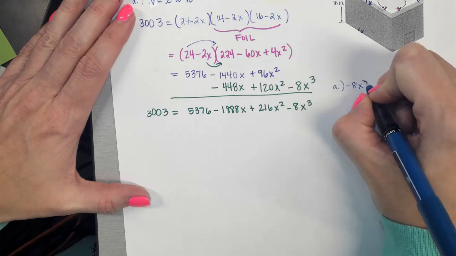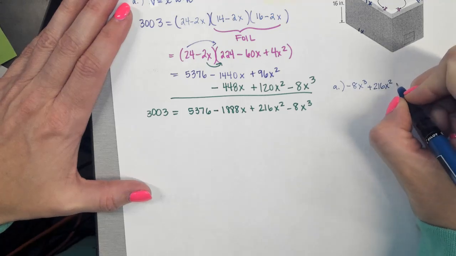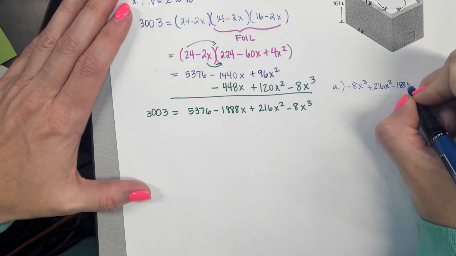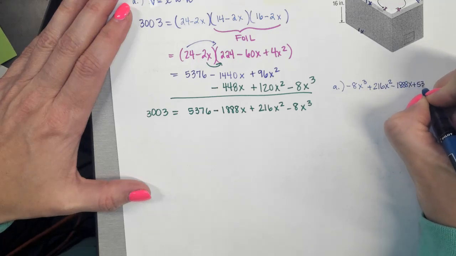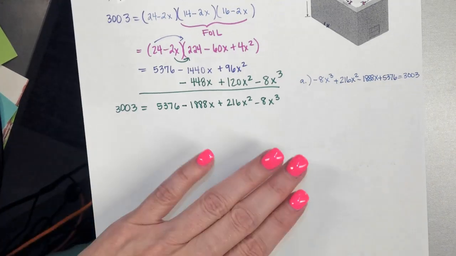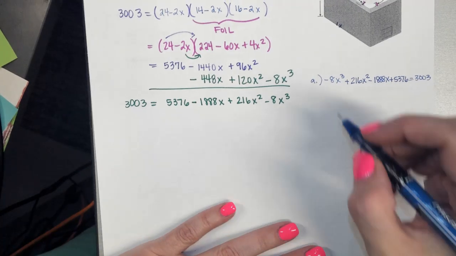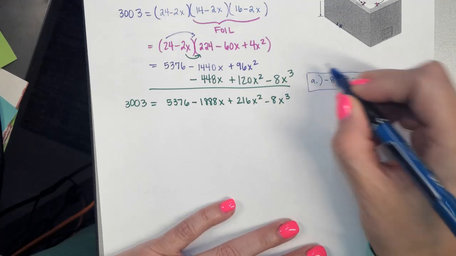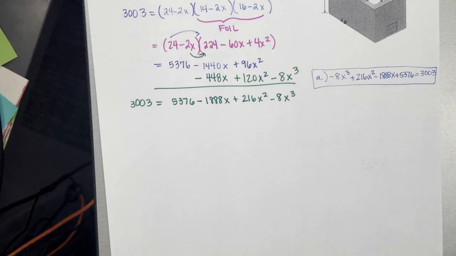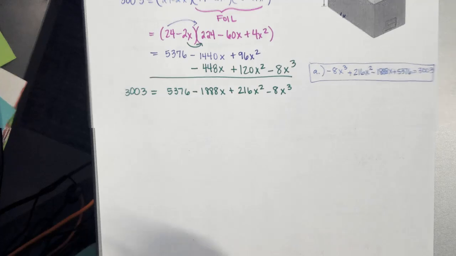So negative 8x cubed plus 216x squared minus 1888x plus 5376 equals 3003. Now I know some of you may have moved this over the line so it was equal to 0. Okay, that is okay. The reason why I'm not is because of part B. So in part B, they ask you to write a system of equations, and our system of equations is just going to be both sides of this equation here.